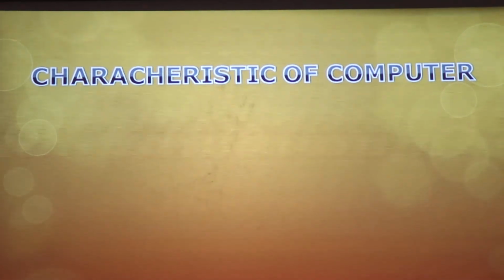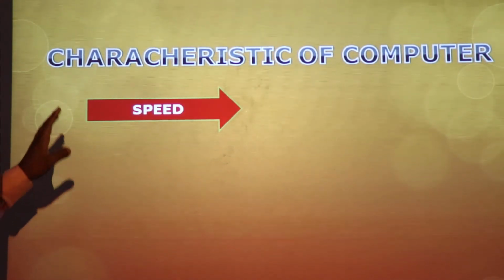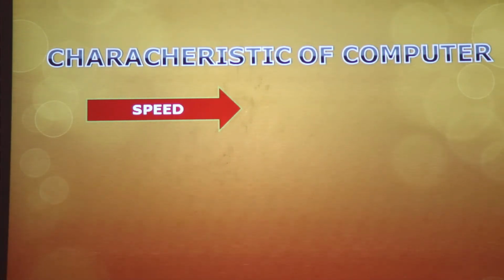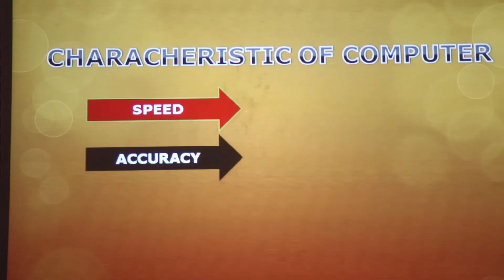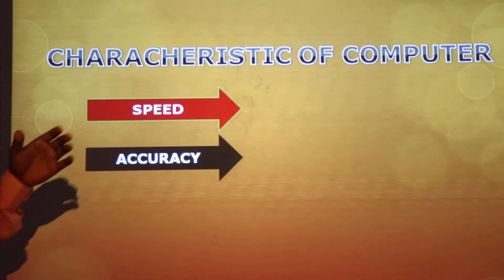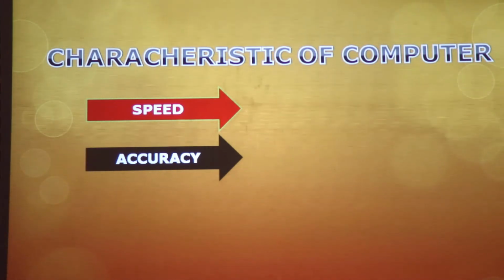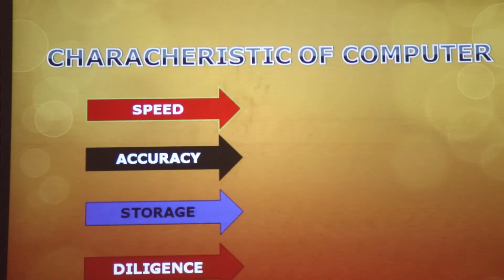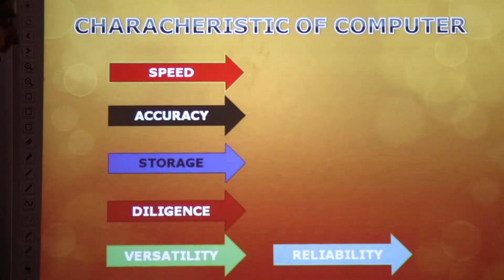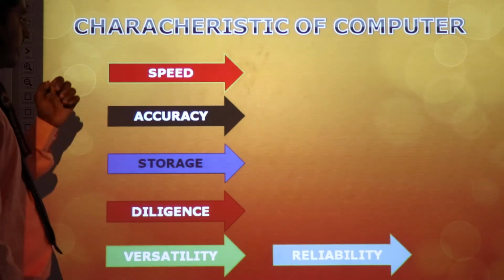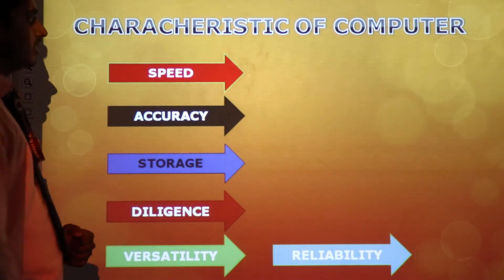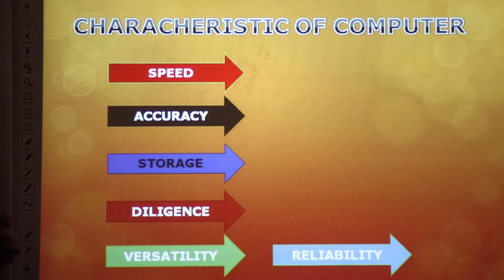Now we are going to start the next topic, that is characteristics of computer. What are the characteristics of computer? The first is speed. I will describe it later. First we know the characteristics of computer: speed, accuracy, storage, diligence, versatility, and reliability. These are the characteristics of computer.